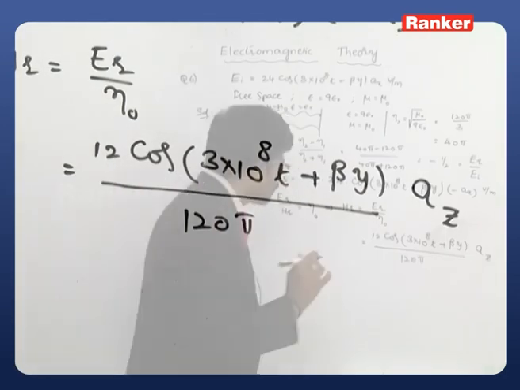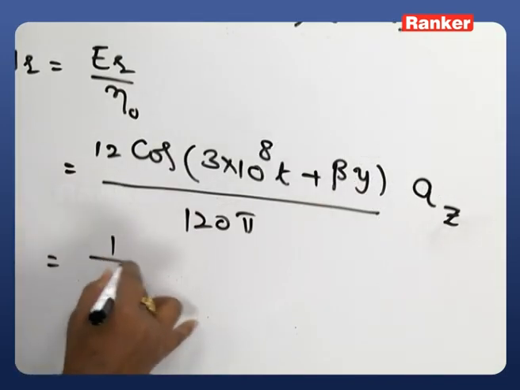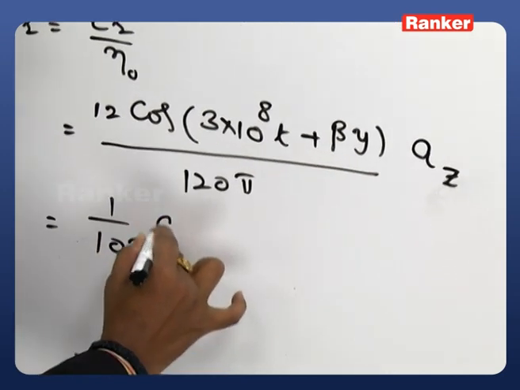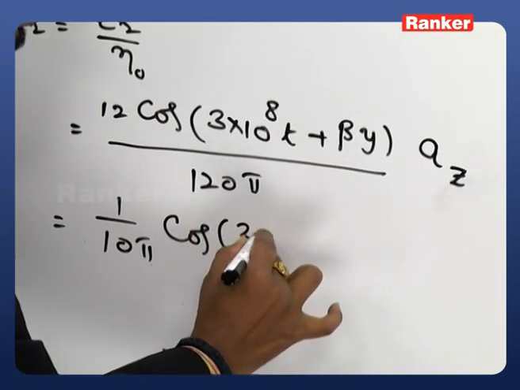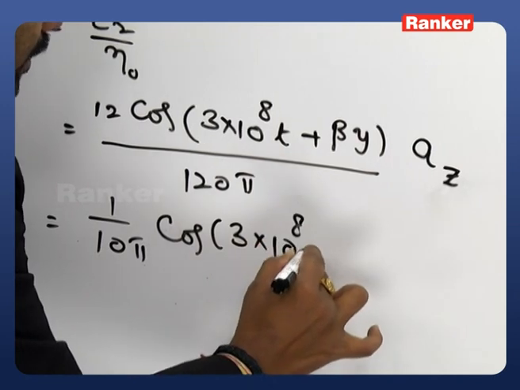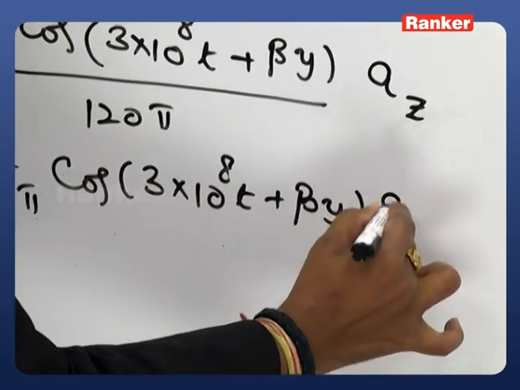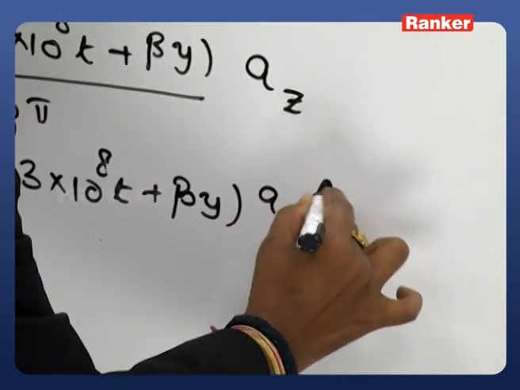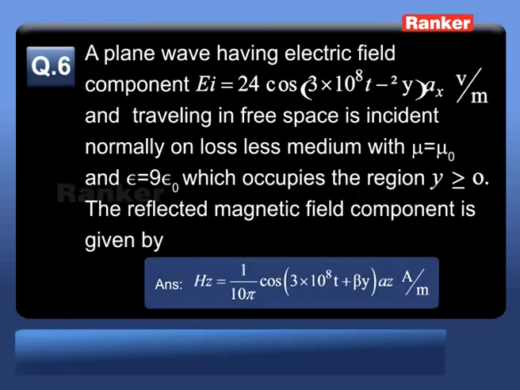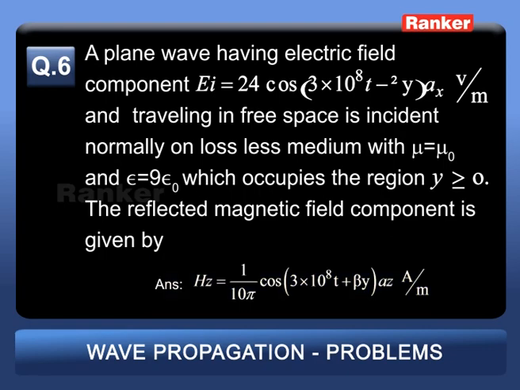So after simplification, what we get is just 1/(10π) cos(3 × 10^8 t + βy) a_z ampere per meter. So this is the answer that we require.